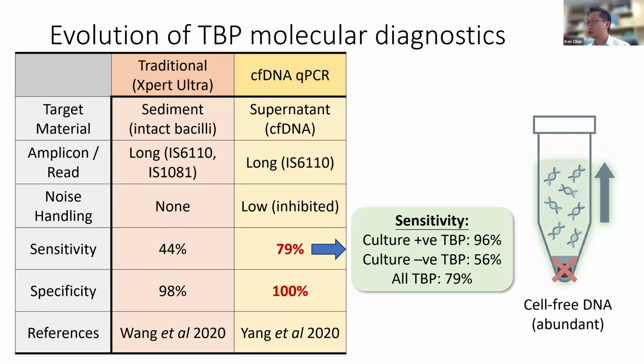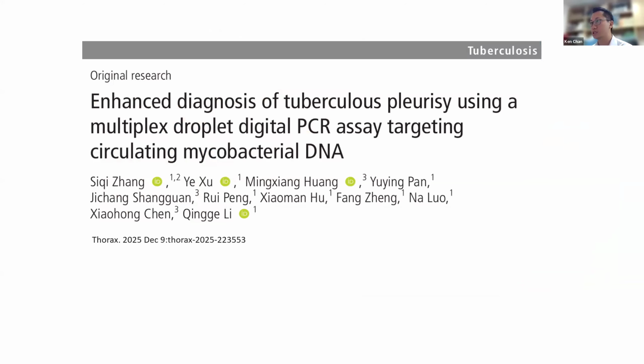For those cases with culture positive TB pleuritis, the sensitivity can be very high, up to 96%. But again, the sensitivity drops in those culture negative cases. So we're actually doing better by targeting a different material, or targeting the supernatant. So can we just boost up the sensitivity?